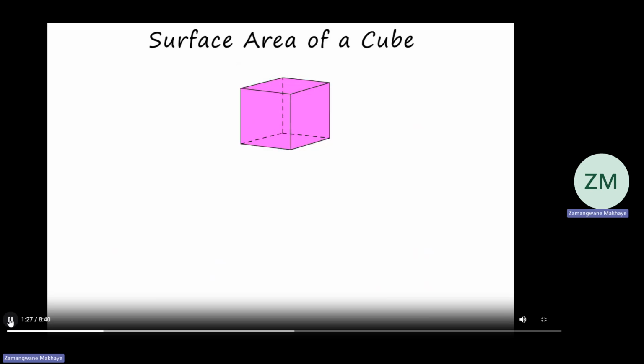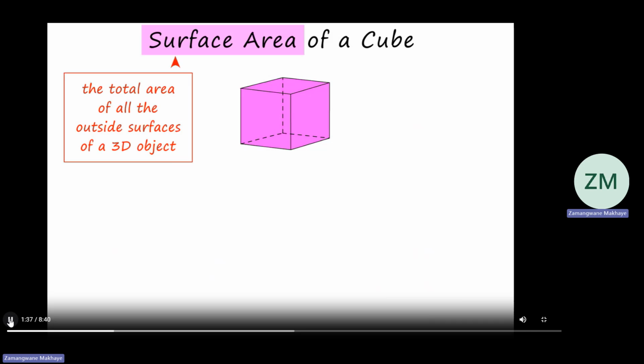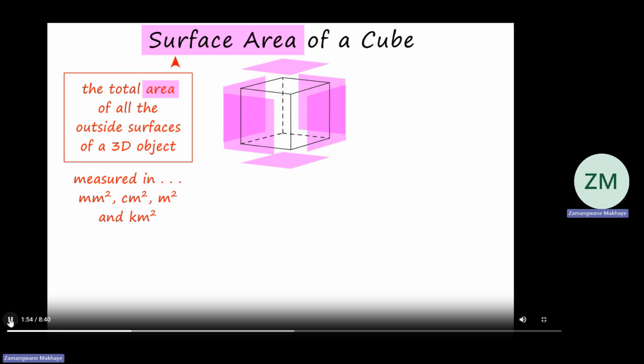In this lesson, we are going to concentrate on surface area. But what exactly is surface area? It is the total area of all the outside surfaces of a 3D object. And because it is area, we measure it in square millimeters, square centimeters, square meters, and square kilometers. To find surface area, we need to find the areas of all the faces.